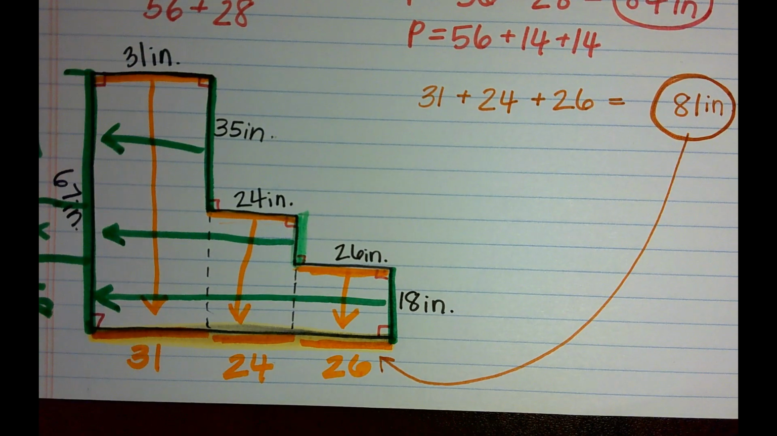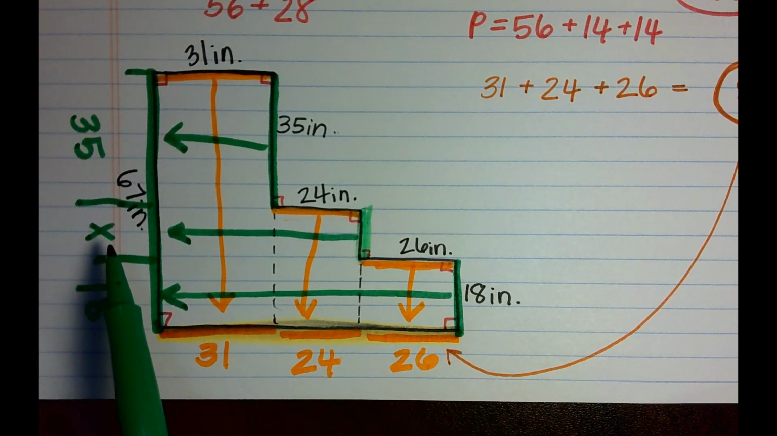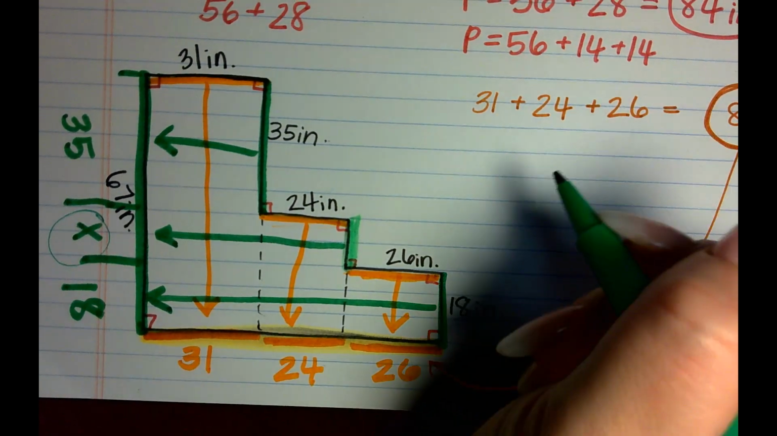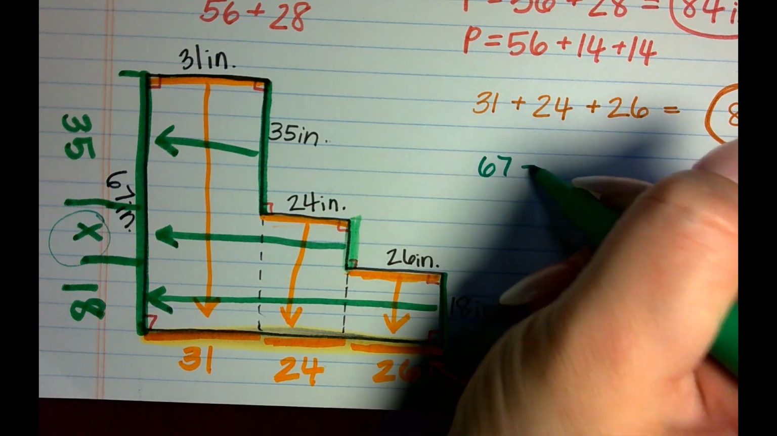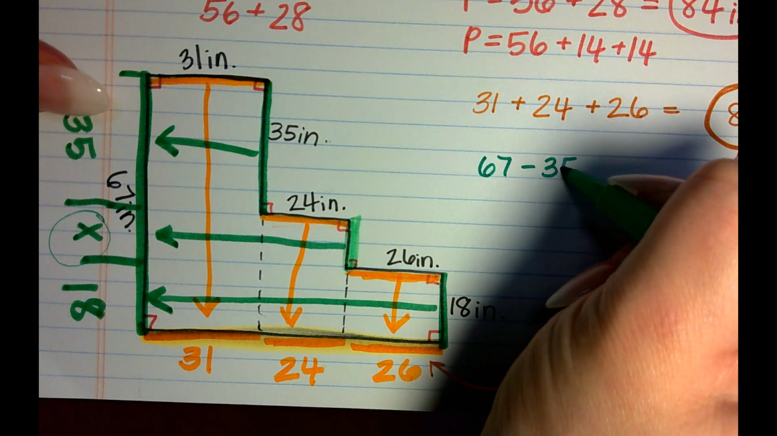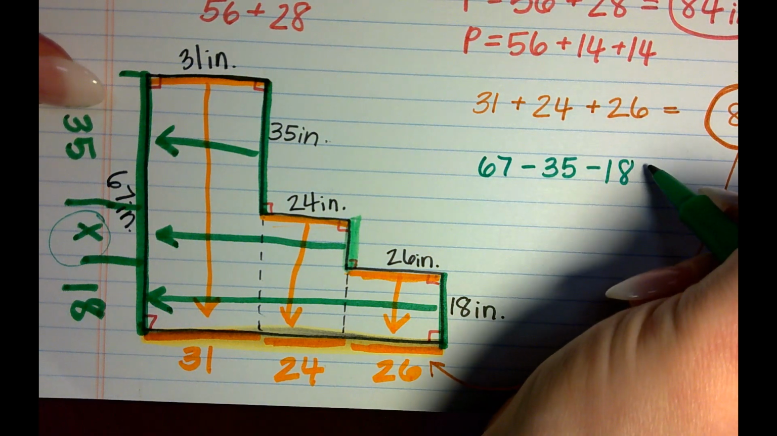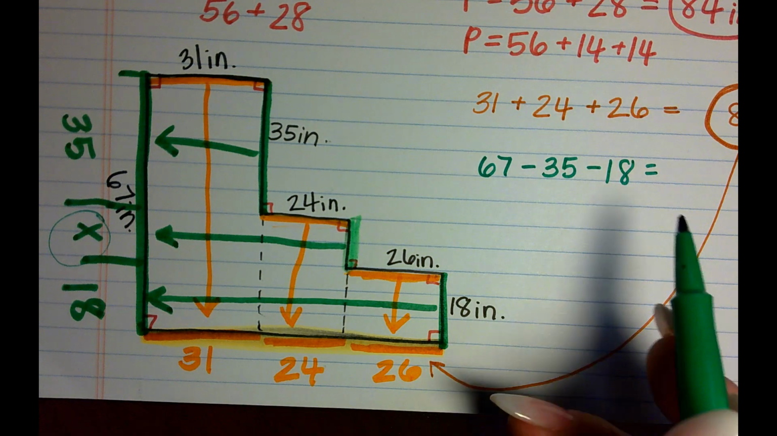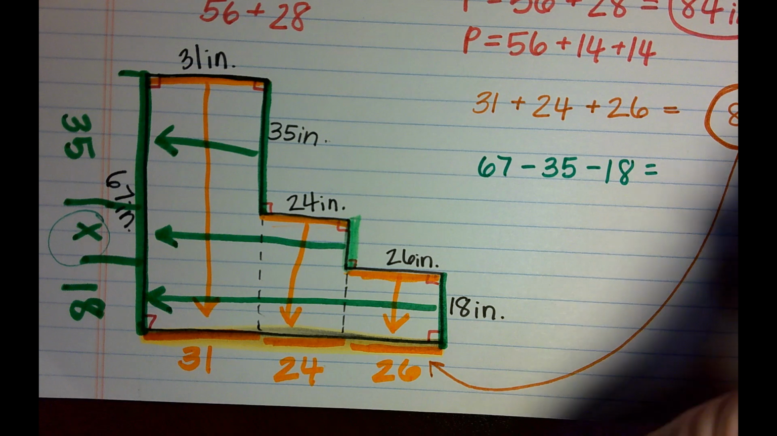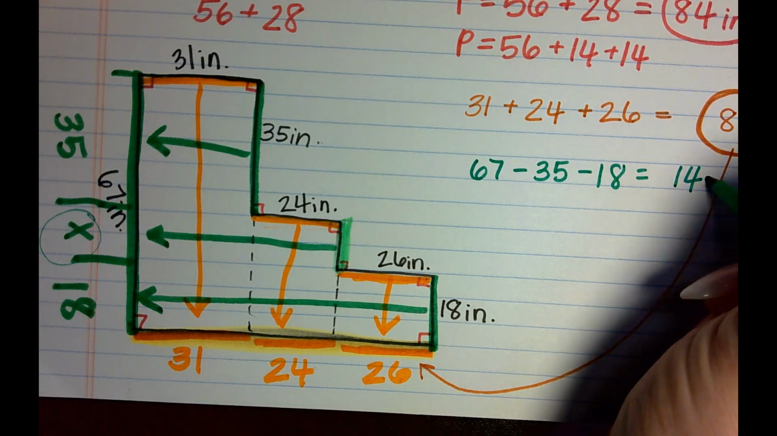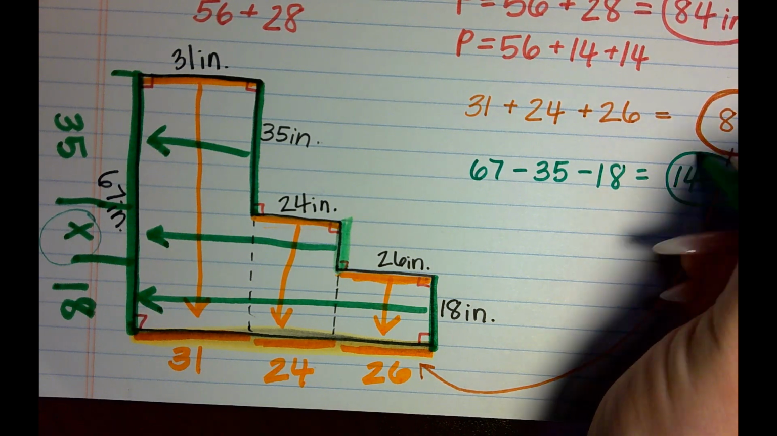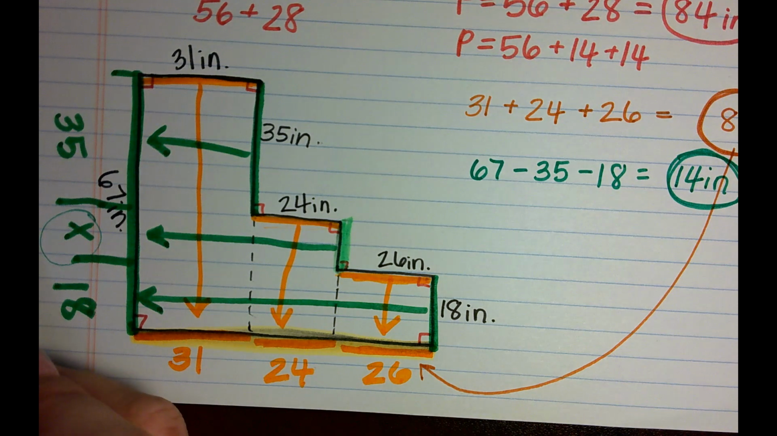What could we write to solve for X here? 67 minus 35, minus 18. That equals 14. Okay, 14 inches. That's my missing length here.